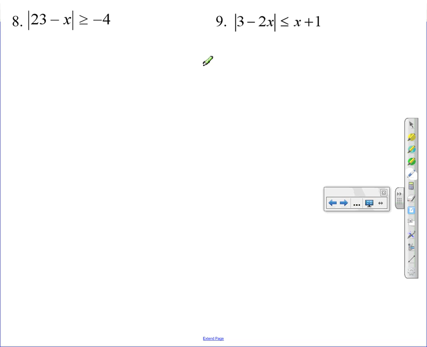We get that, therefore, 3 minus 2x could be less than or equal to the negative version of x plus 1. And at the same time, 3 minus 2x would be greater than x plus 1. And you would solve those, and again, you're looking for overlap.